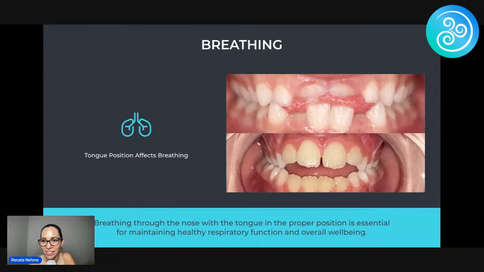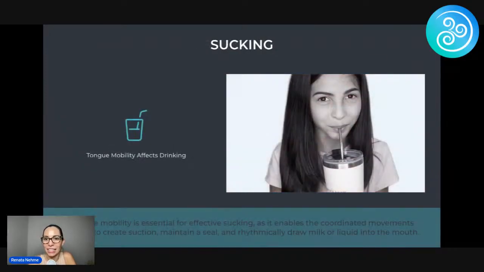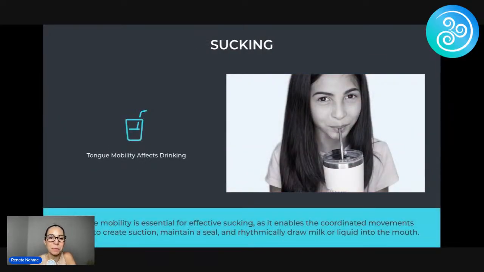What else do we have? So after nasal breathing, what else is the tongue responsible for? Tongue mobility is essential for effective sucking, and it enables the coordinated movements needed to create suction, maintain a seal, and rhythmically draw milk or liquid into the mouth.